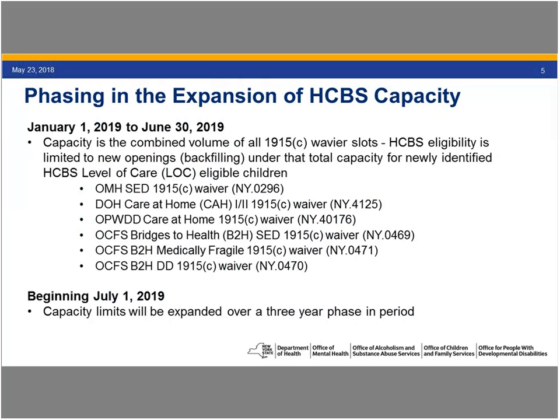So from January 1st, 2019, which is our launch of the transition, to June 30th, the capacity for the 1915C slots today will be all combined to make the HCBS eligibility capacity happen. As I'm sure you're aware, the 6 waiver services that are listed there will be all combined under the 1115, under one waiver service product, and all the combination of that capacity of those 6 waivers will be combined into what we are calling one capacity management list.